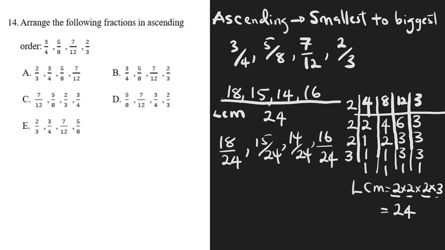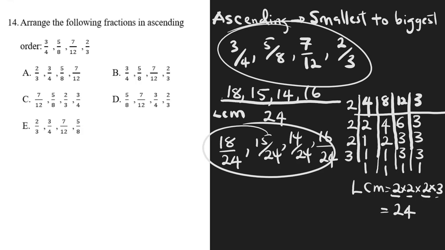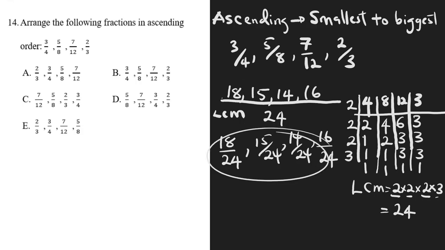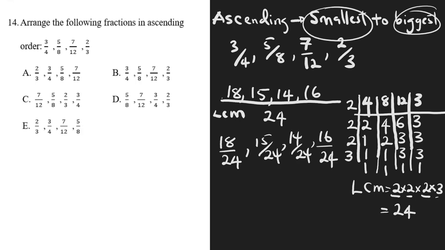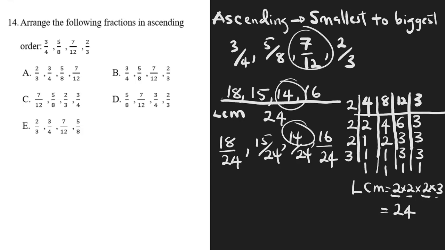So now we can see that all of them have the same denominator. But remember, this is not the fraction we are going to arrange. Rather, these are the fractions we are supposed to arrange, but we are going to use these ones as reference points. So now, among these, which one has the smallest numerator? Remember, we're going to arrange from smallest to biggest. So which one has the smallest numerator? Of course, the smallest numerator is 14. And 14 is for this fraction, that's 7 over 12. So the smallest fraction is 7 over 12.